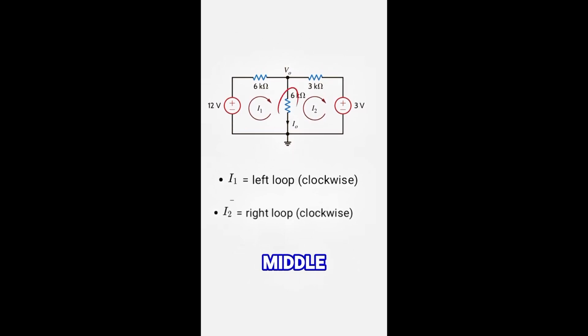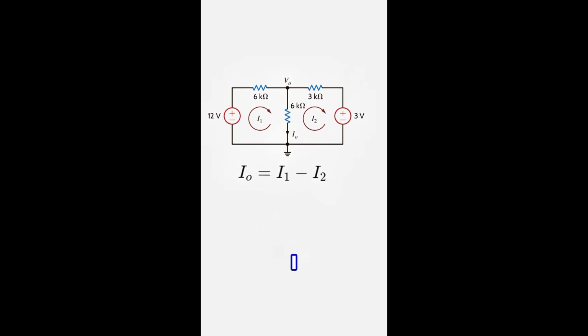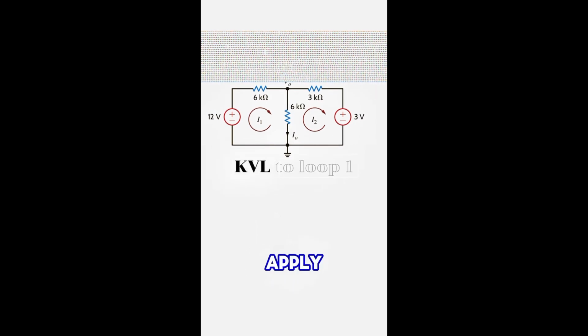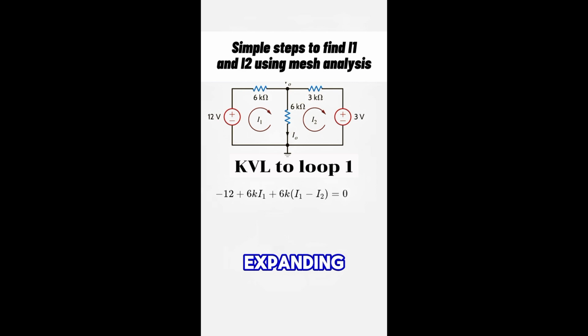Now notice the middle resistor is shared by both loops, so the current through it is I1 minus I2. Now apply KVL to loop 1. Negative 12 plus 6K·I1 plus 6K(I1 minus I2) equals 0. Expanding this, negative 12 plus 6K·I1 plus 6K·I1 minus 6K·I2 equals 0.